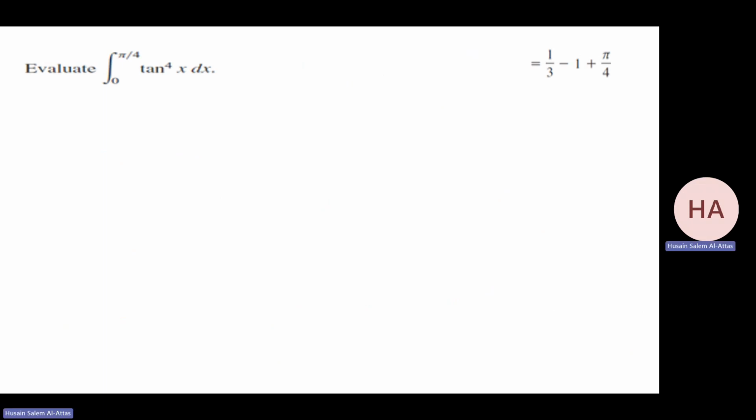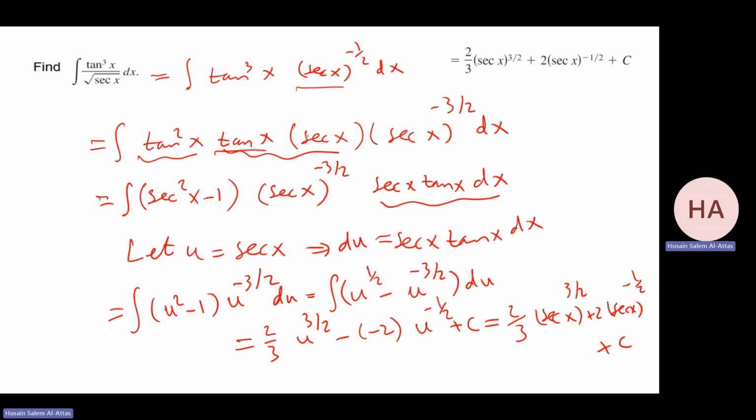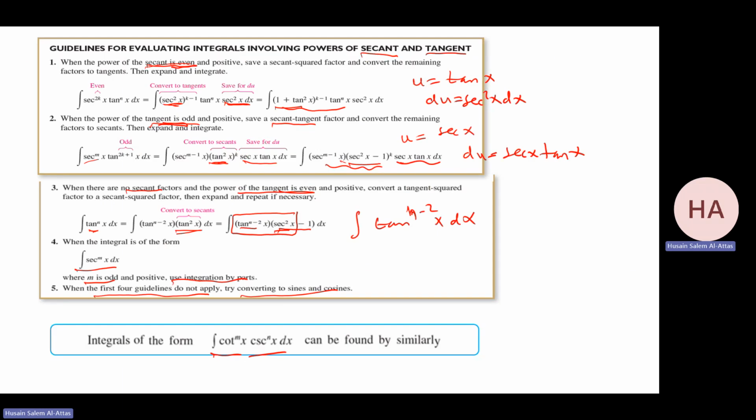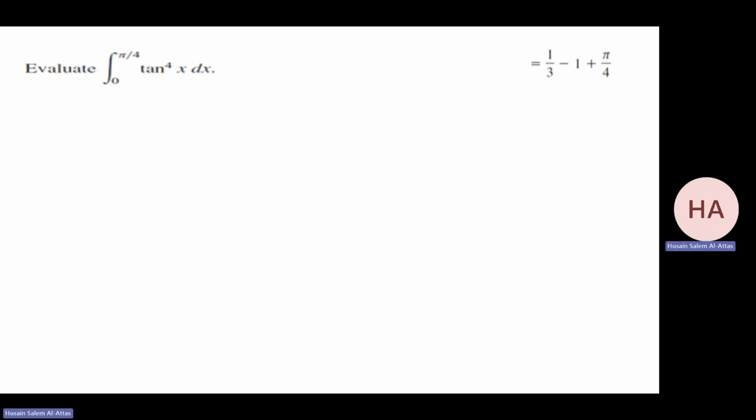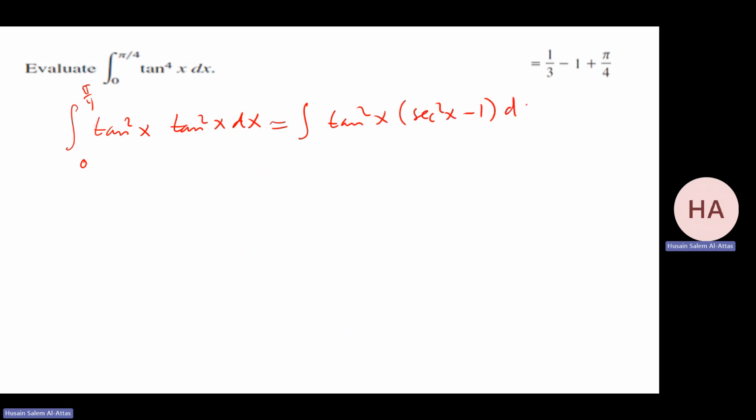Now the integral from 0 to pi over 4 of tan to the power 4. What they say, if I have tan is even, then I try to remove tan square, change it to secant, and do it again. So this is what I will do. I change this into tan square times tan square dx from 0 to pi over 4. That will be tan square times secant square minus 1 dx from 0 to pi over 4.